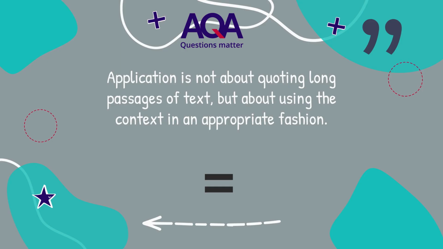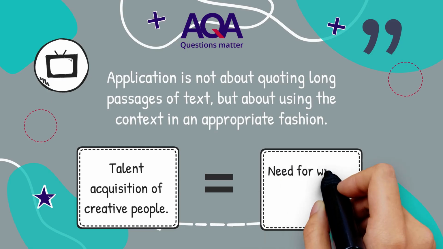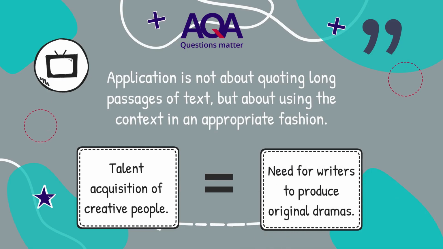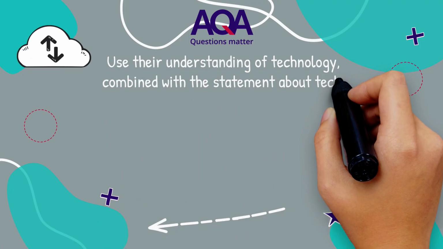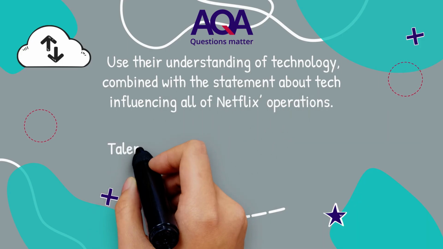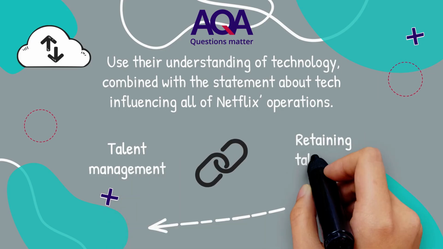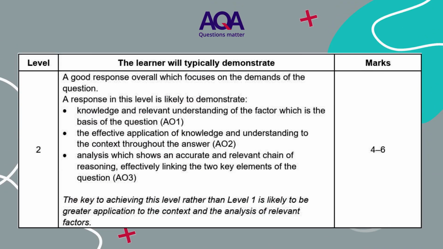Students could also use the information about Netflix producing its own content to link talent acquisition of creative people to the need for writers to produce original dramas. Another option is to use their understanding of technology, combined with the statement about tech influencing all of Netflix operations, to link talent management to retaining talented technical staff. This will ensure the response has enough context to meet the descriptor for a level 2 response.